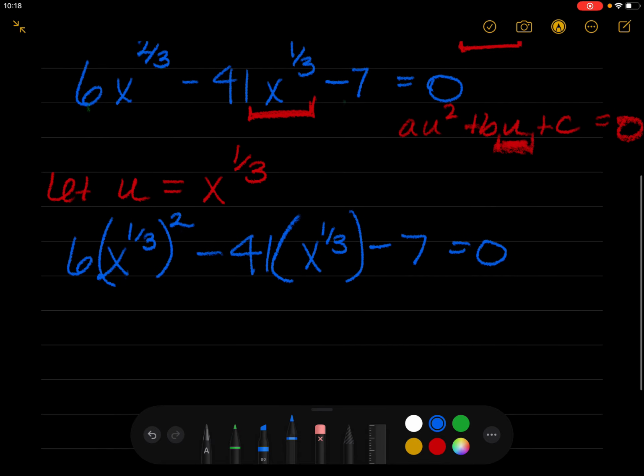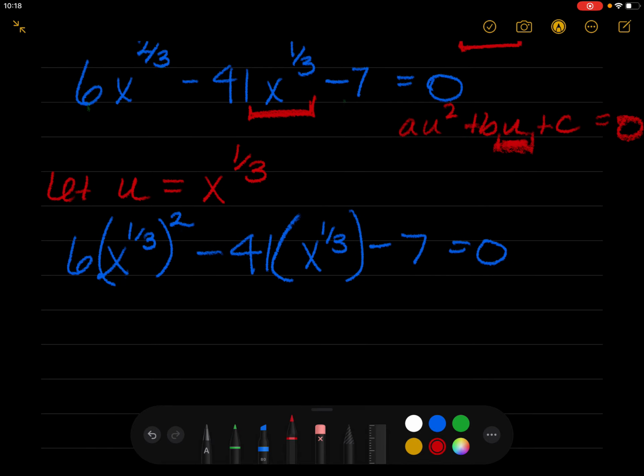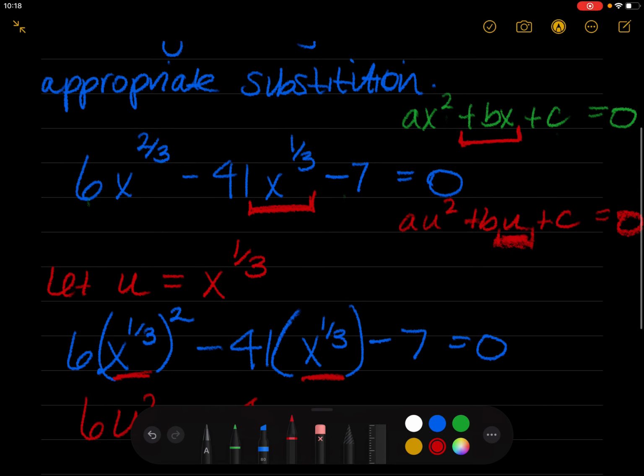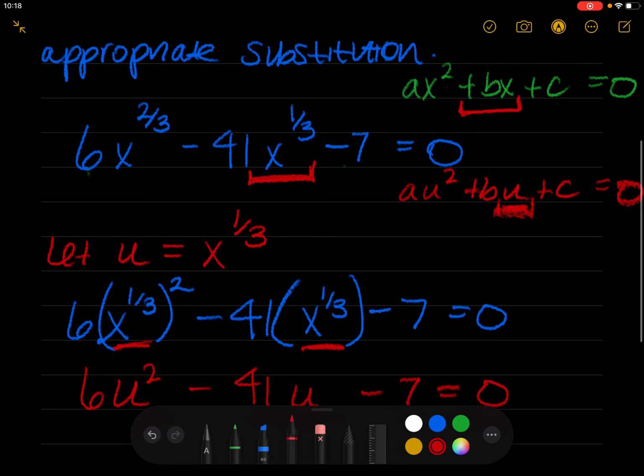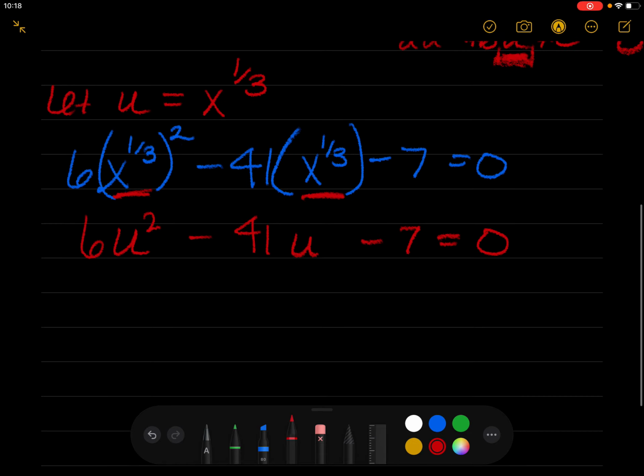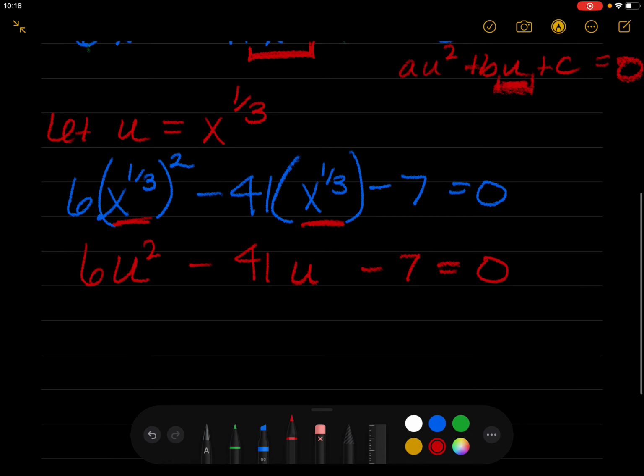Well, if we scroll down a little bit here, everywhere we have this x to the 1/3, we're going to say this is now my u. So I have 6u squared minus 41, and this again is u, minus 7 equals 0. Well, look, we did it. What we are doing right now is we're really trying to rewrite something that looks similar to our quadratic, but it's not in quadratic form. By creating an appropriate substitution, we can then write it in terms of u in the quadratic form.